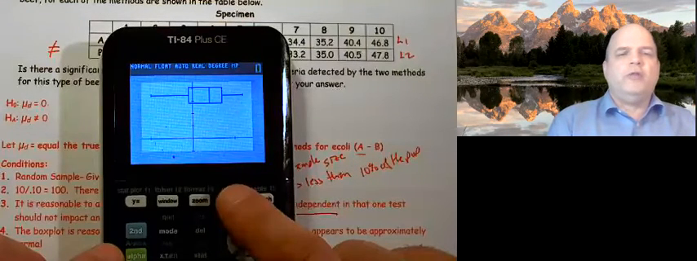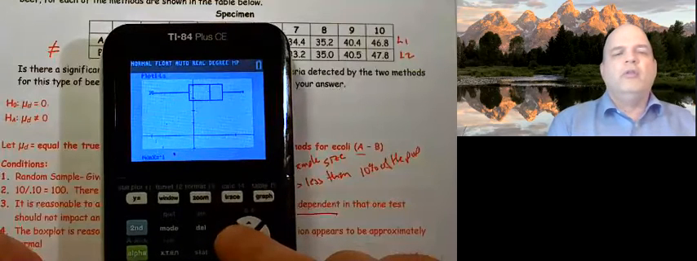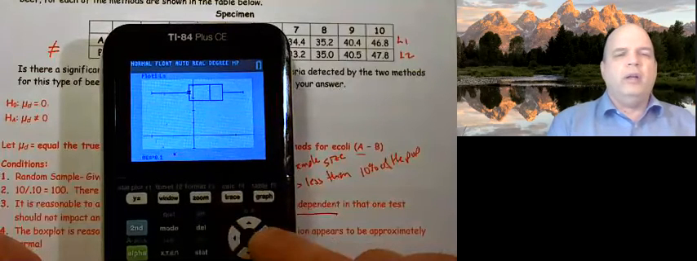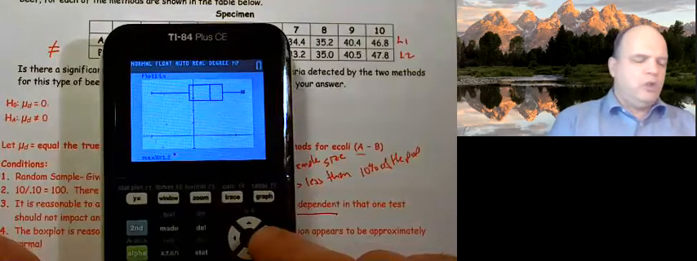Remember, we can use the trace feature to get the values for the major points. So the minimum value is -1, then the quartile 1 is -0.1, the median is 0.4, Q3 is at 0.7, and the maximum is 1.2.